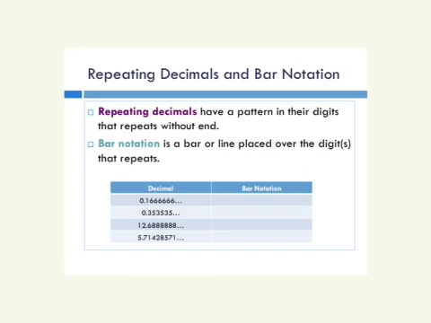Okay, so repeating decimals and bar notation. Repeating decimals have a pattern in their digits that repeats without end. Bar notation is a bar or line placed over the digit or digits that repeats. I'm going to do the first one for you, and then you're going to try the next 3. Here we go. Okay, on the first one, where the decimal says 0.1666666 forever and always, the bar notation is 0.16 with a bar over the 6 because the 6 repeats forever.